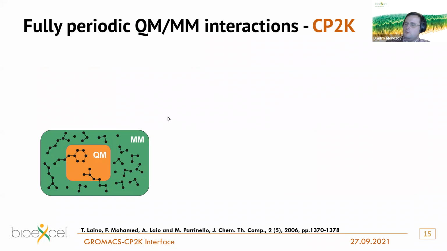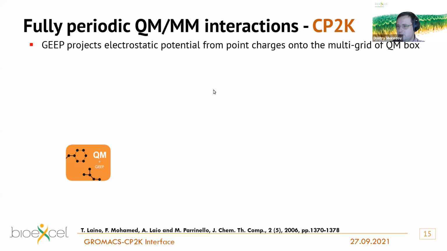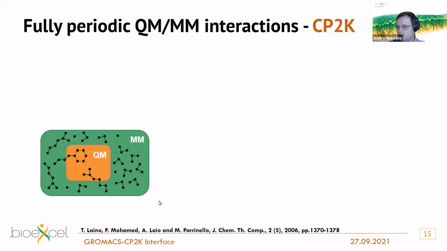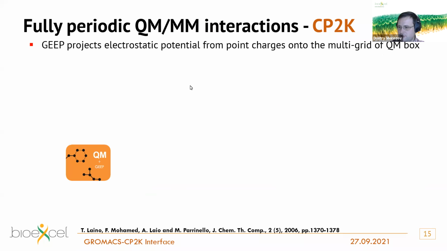And how do we integrate this with the periodic treatment? As I said, CP2K handles periodic interactions in QM/MM first with the so-called GEEP scheme. This is your initial system, where you have QM and MM. What GEEP practically does is project the electrostatic potential from your whole periodic MM system onto the grids of your QM system, because it's a DFT code and you use grids to integrate the density. Then you project this and basically get a picture where you have the QM part plus the projected potential from the MM part.